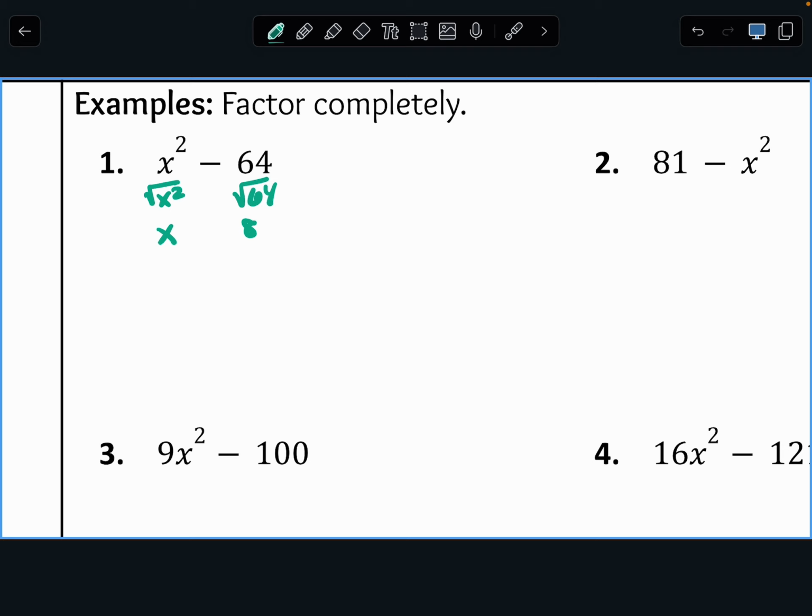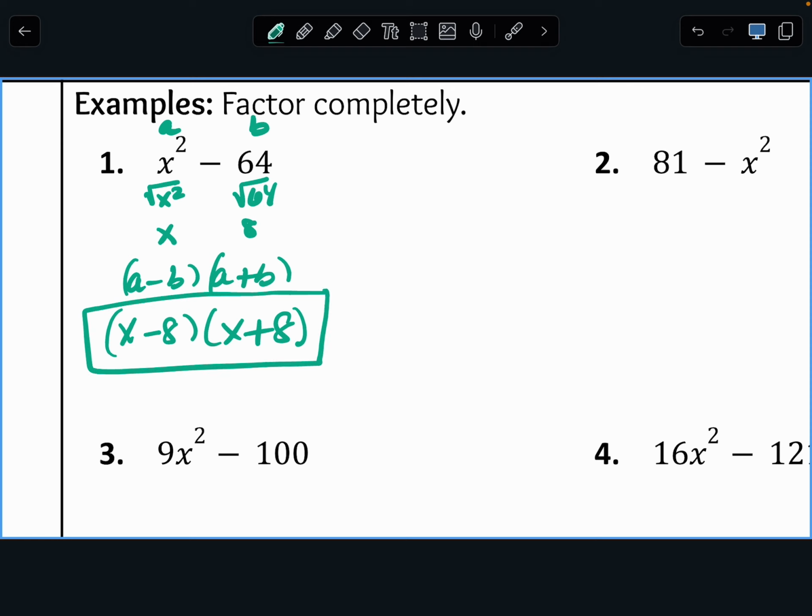So then we have where this is a and this is b. So then it's a minus b, a plus b. So then it's x minus 8, x plus 8. And that's the answer. Once you get the square root of both numbers, you just put them in there with one positive and one negative. But you have to make sure the number you have actually is a perfect square.